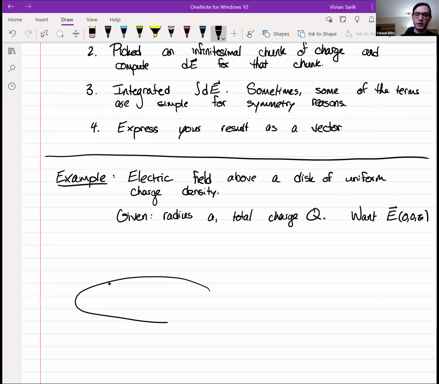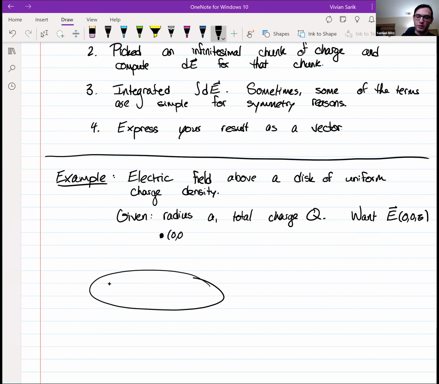So the picture here, you have a disk. This is all, by the way, once things start getting curvy, my drawing gets significantly worse. We put a point here at 0, 0, Z above the center. This distance here is A, and there's a total charge Q on the disk, and we want to find the electric field at that point, at 0, 0, Z.